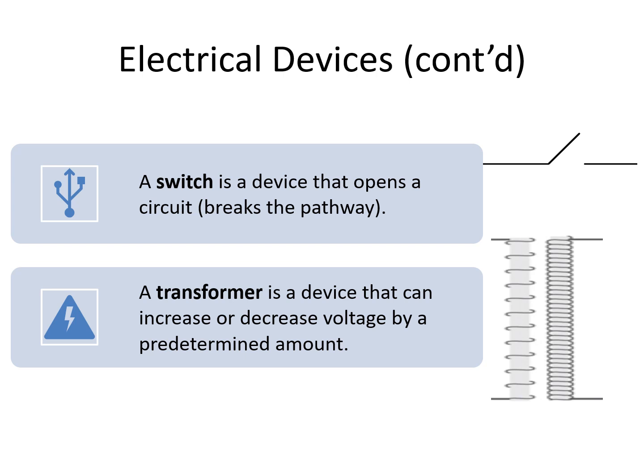So a switch is a device that opens the circuit, breaks the pathway. Now, this is not the same as a circuit breaker. This is more end user function. If you want the circuit to be on and you want your light bulb to light up, then you've got to close the switch. If you want the circuit to be off and the light bulb to be off, then you have to open the switch.